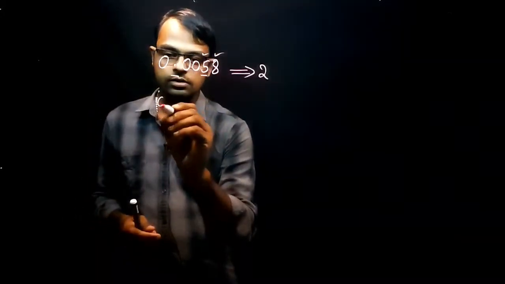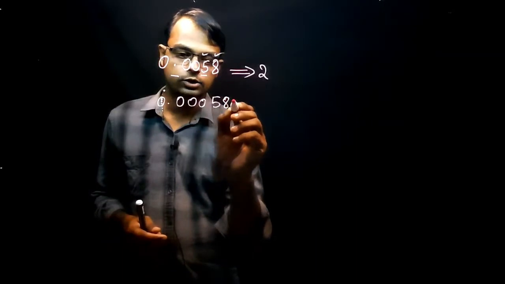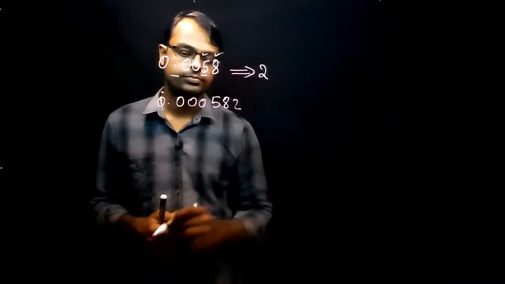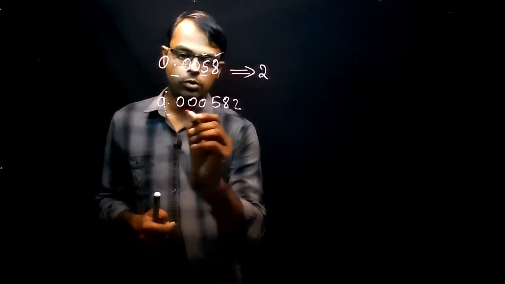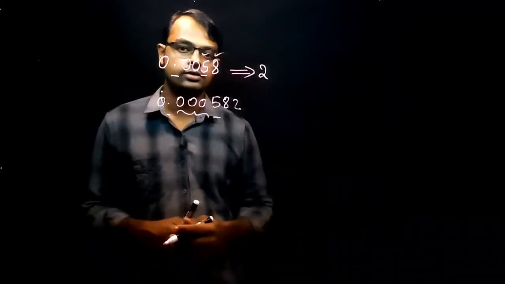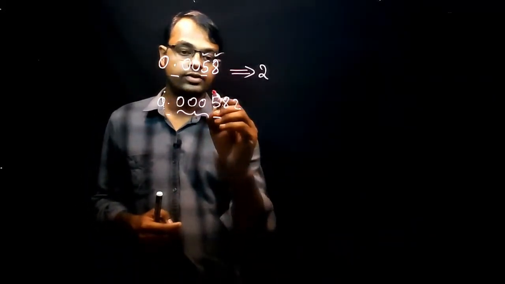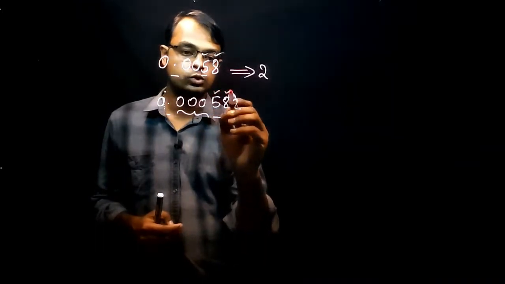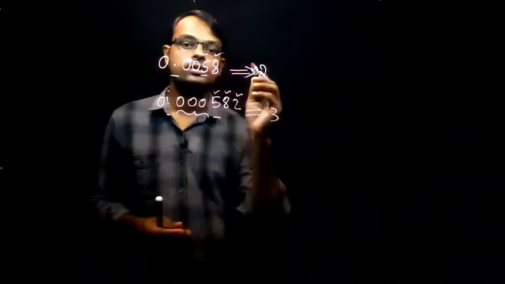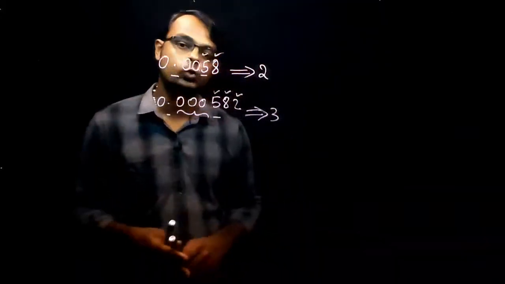One more example, 0.000582. How many significant figures are here in this number? In between the decimal point and the first non-zero digit, the zeros are not significant. So the significant figures are only 5, 8 and 2. So how many significant figures are here now? Here 3 significant figures. So this is the fourth rule.